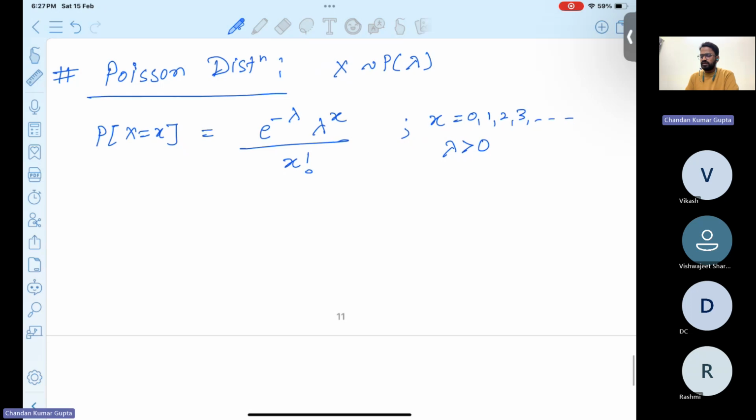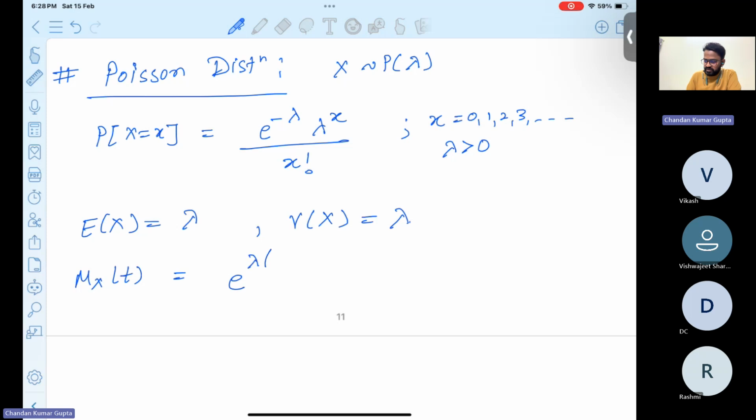Now the mean, the expected value of x, will be lambda itself. And the variance of x is also lambda only. And the moment generating function for the Poisson distribution is e to the power lambda times (e to the power t minus 1). So this is the moment generating function, and the first and second moments for the Poisson distribution.